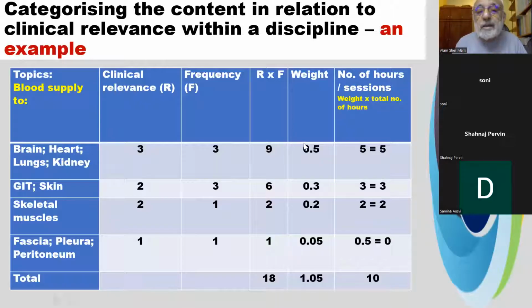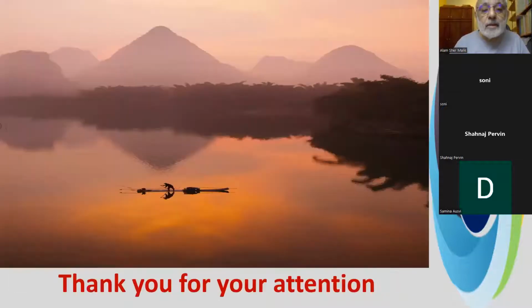And then based on that, we calculate the weight and then divide this based on time available to us. Areas which are highly clinically relevant would get the maximum time as compared to areas which are less relevant, like fascia and pleura. So this is an example to illustrate the point. The time distribution or relevance, you may not agree with that because it changes from institution to institution, but this is to illustrate the point. With that, I thank you for your attention, and I will be happy to answer if you have any questions.